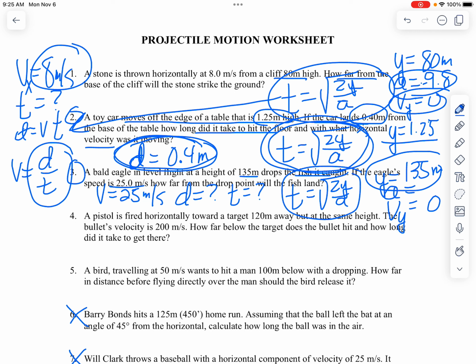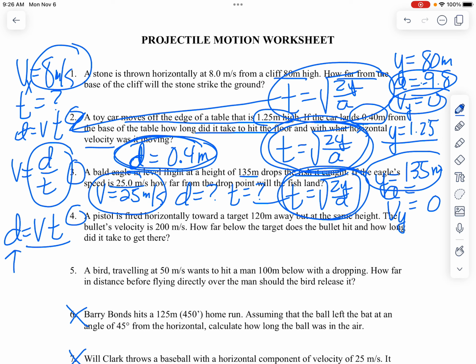Find your time, then along with the velocity, you can then find the distance. Distance is equal to velocity times time. They gave you the horizontal velocity, you find time, then you can plug that in to find the distance.